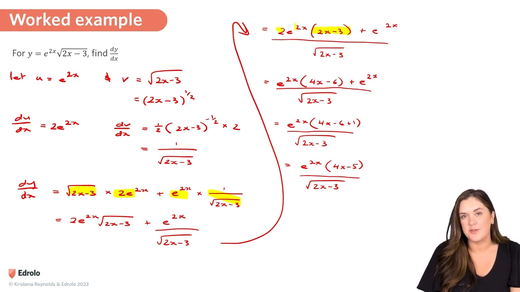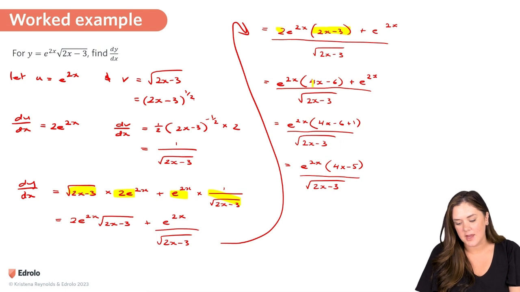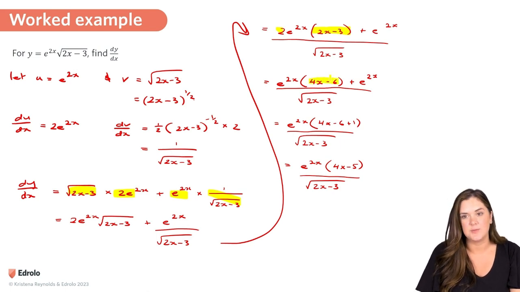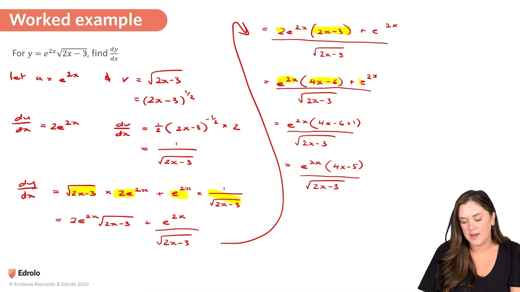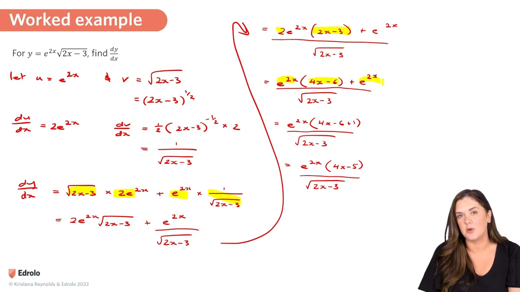I've multiplied the 2 through the bracket there, so I end up getting 4x take away 6, so just multiplying by 2, and then leaving everything else as it is. The reason I've done that is because I have an e to the power of 2x over here on the left, and an e to the power of 2x on the right. So I'm going to combine them, take them out as a common factor. So I've done that in the next step here.